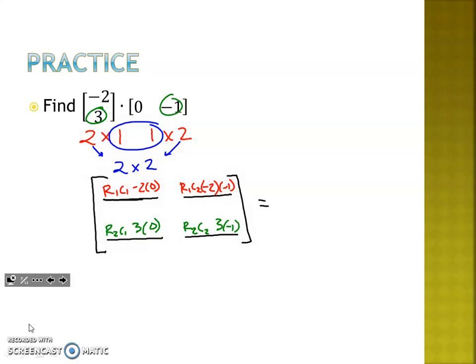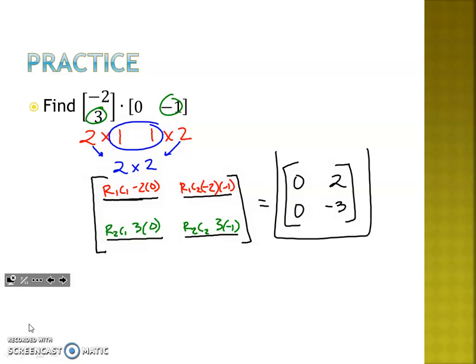So for my answer, negative 2 times 0 is 0. Negative 2 times negative 1 is 2. 3 times 0 is 0. 3 times negative 1 is negative 3. It's possible that when you do one of these, there's only one number in the row and only one number in the column. That's fine. The biggest thing I can show you with this method is you've got to pay attention to your addresses. Your addresses tell you what row and what column you need to multiply by.